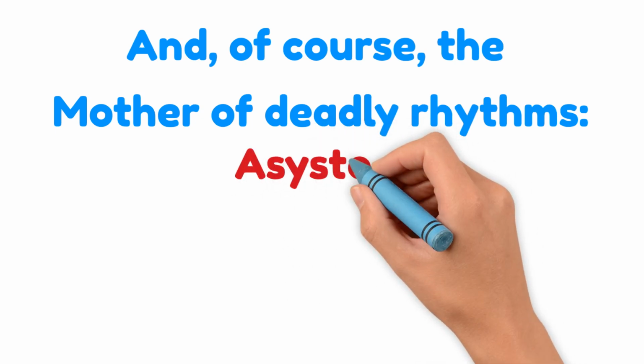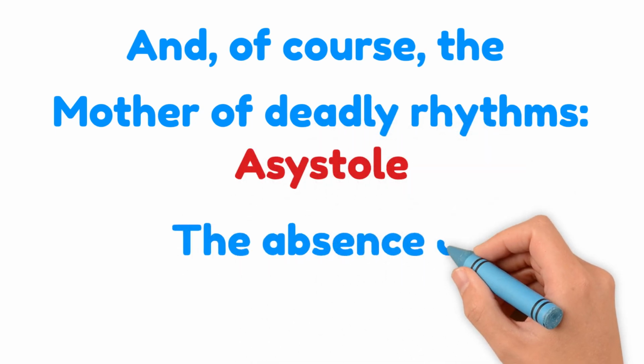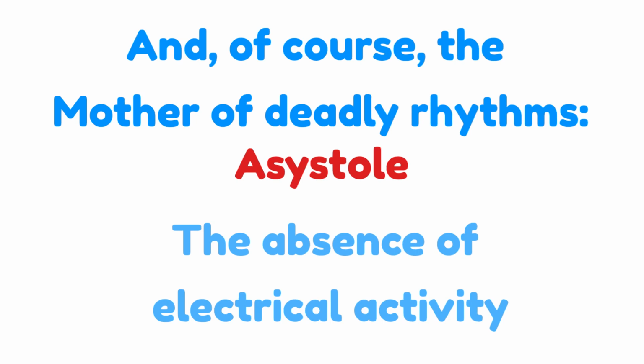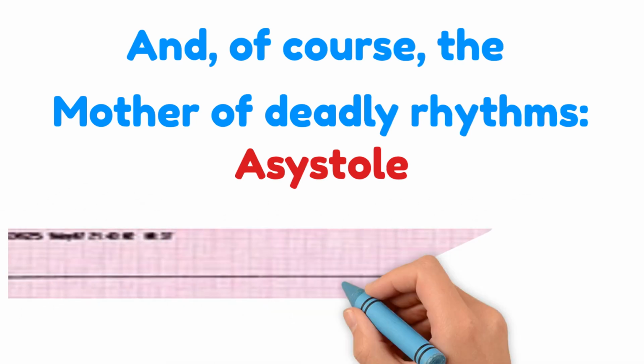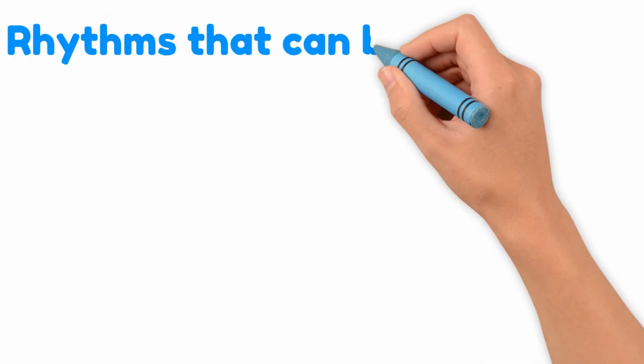The last, of course, is asystole, the mother of all deadly rhythms. This rhythm has no electrical activity and presents with no P wave, no QRS, and no T wave, so it just appears as a flat line.